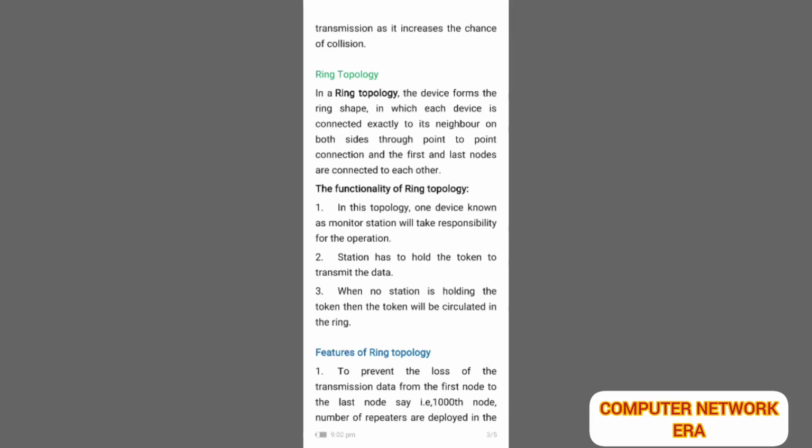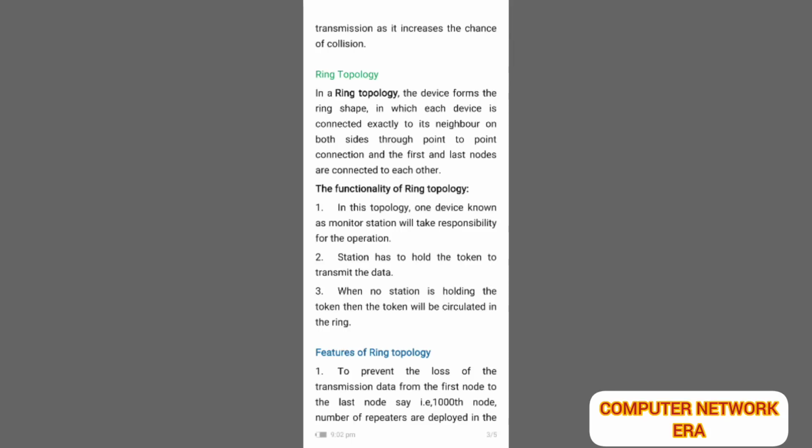Next we have ring topology. In ring topology, the devices form a ring shape, as its name shows, in which each device is connected exactly to its neighbor on both sides through a point-to-point connection, and the first and the last nodes are connected to each other. In this topology, one device known as the monitor station takes responsibility for the operation. A station has to hold the token to transmit data. When no station is holding the token, the token circulates in the ring. Token is our main concern.